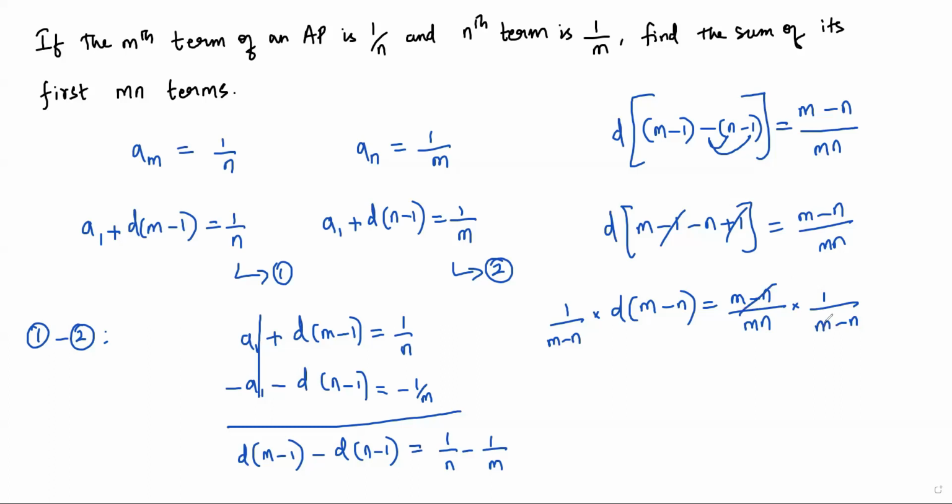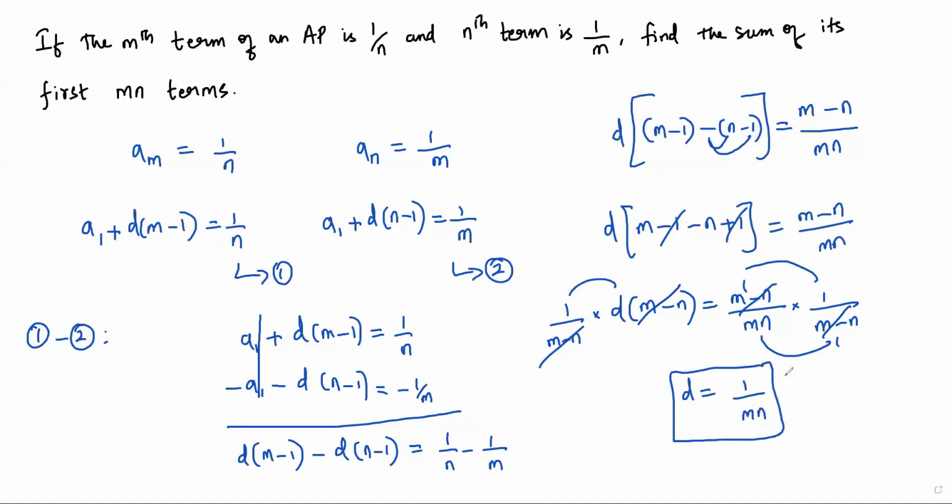So this m minus n will cancel out. And here, m minus n, again minus n will cancel out. 1 times d is d. And so here we have 1, here we have 1. 1 times 1 is 1, and mn times 1 is mn. So now I got the value of d. So d equals 1 over mn.